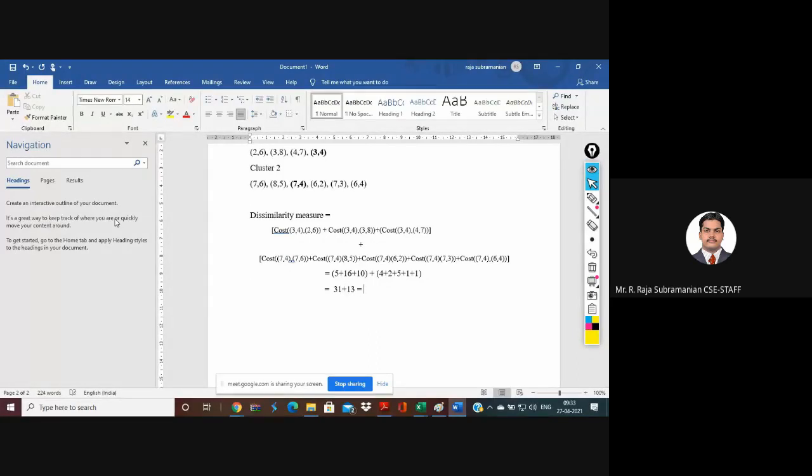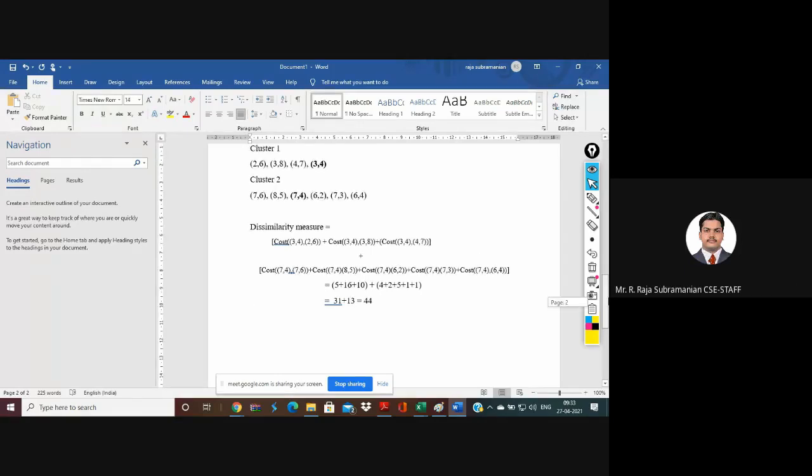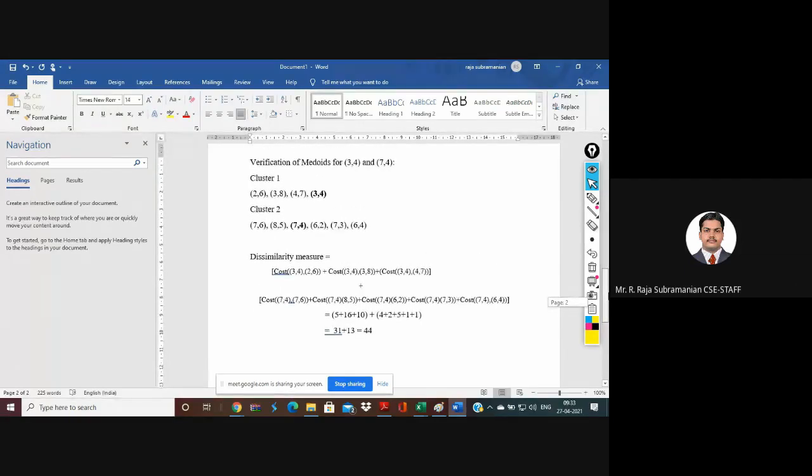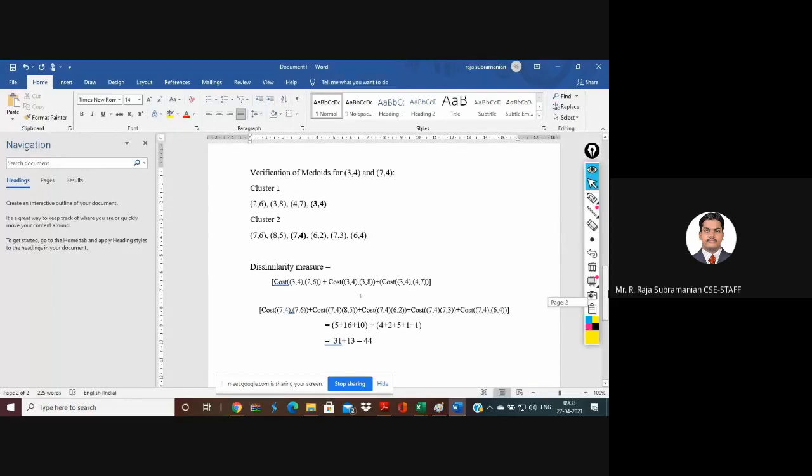So the total is 44. Am I right? It is 44, right? Yes. Now we are getting the cost for the clusters as 44. Now, this particular initial cluster center, say 3, 4 and 7, 4, is giving a dissimilarity measure of 44 when they are selected as medoids.